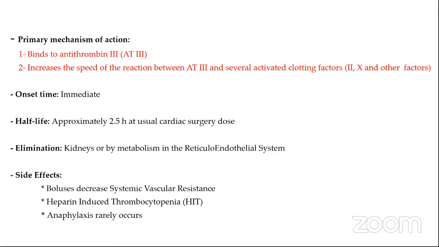The side effects of one bolus of unfractionated heparin, which we see every day in the OR as anesthesiologists, include a decrease in systemic vascular resistance and a drop in blood pressure, which is transient. The other side effect is heparin-induced thrombocytopenia, which we're going to talk about later, and it is usually a post-op side effect. Anaphylaxis can also occur, but it is very, very rare with heparin.